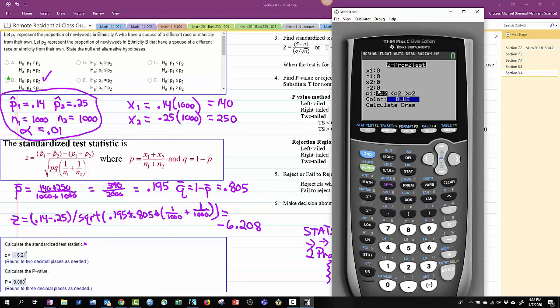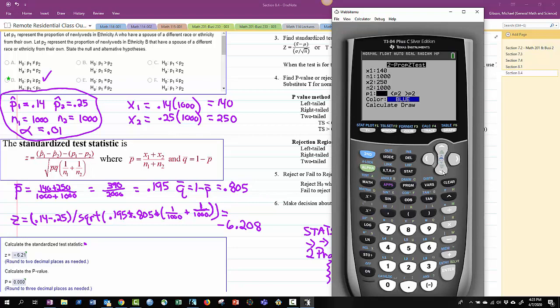So our x1 is 140. Our n1 is 1,000. n1 and n2 are the same this time, but they don't have to be. Sometimes they are, sometimes they're not. Okay, so this is the tail of the test, p1. Oh yeah, we didn't really talk about that one yet.